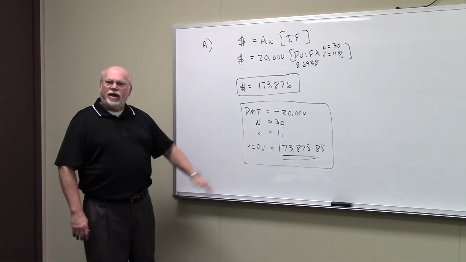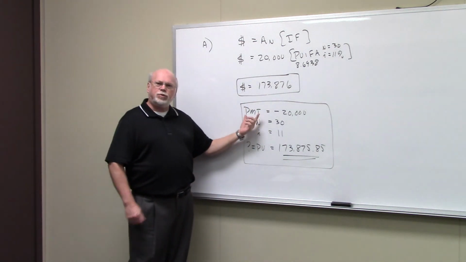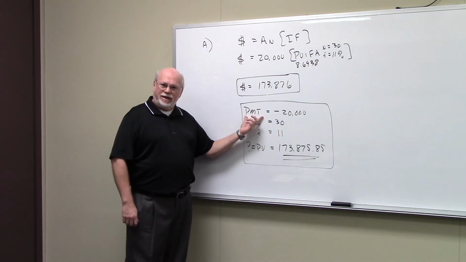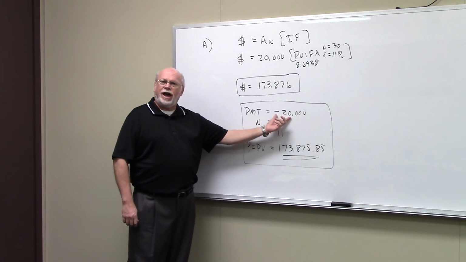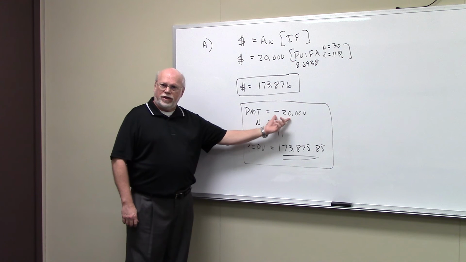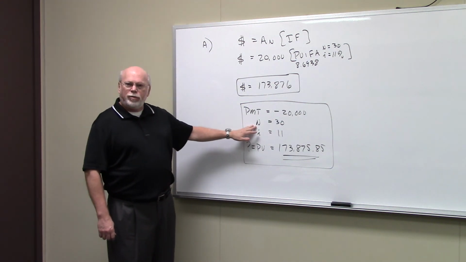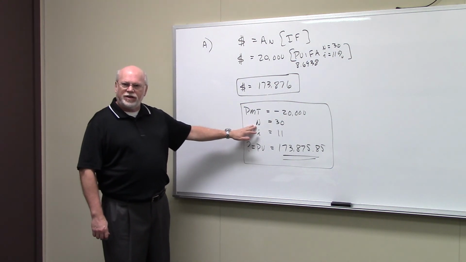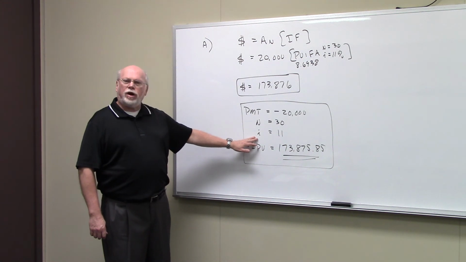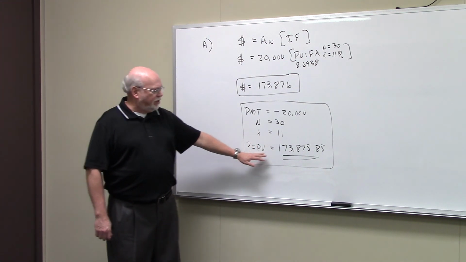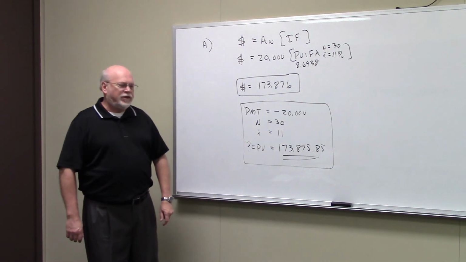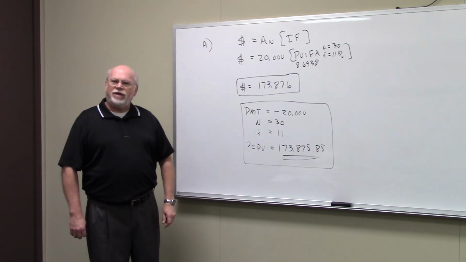How do you do this on a calculator? Well, your payments, what you're going to take out of the account, is an outflow from the account, a negative $20,000. N is the number of payments. You're going to have 30 $20,000 payments. We can earn 11% on all our money. Solve for present value, you get the same answer, $173,875.85.